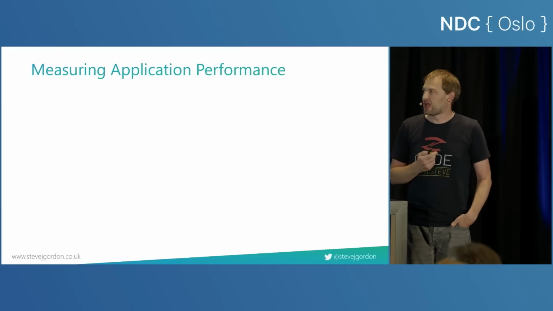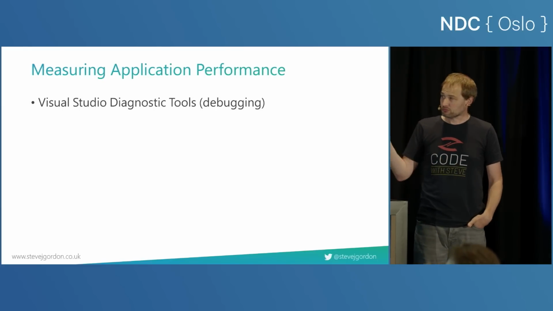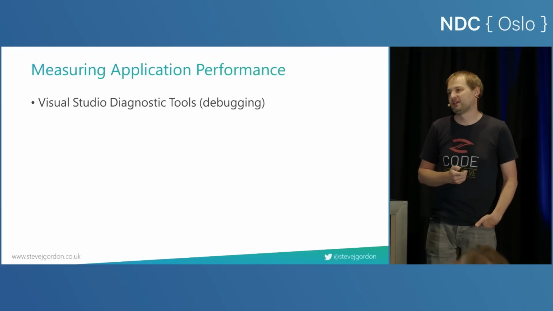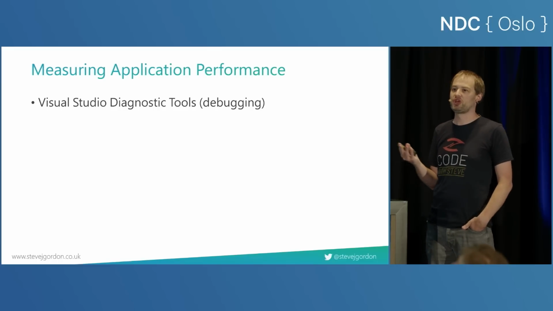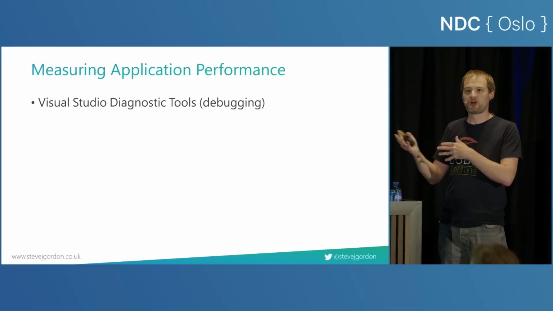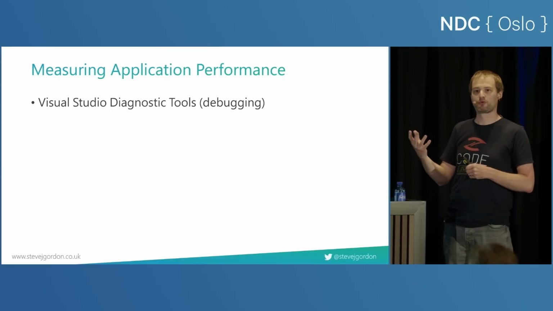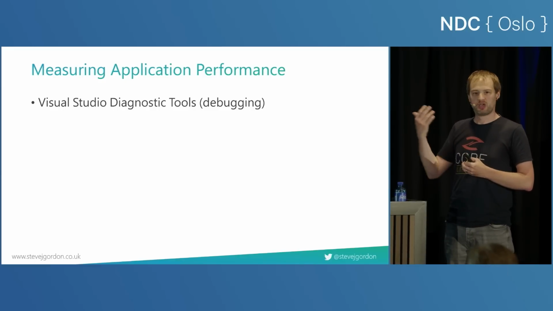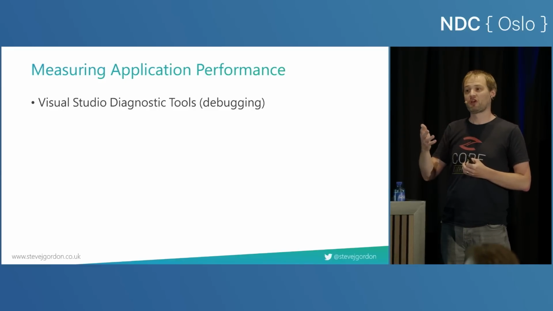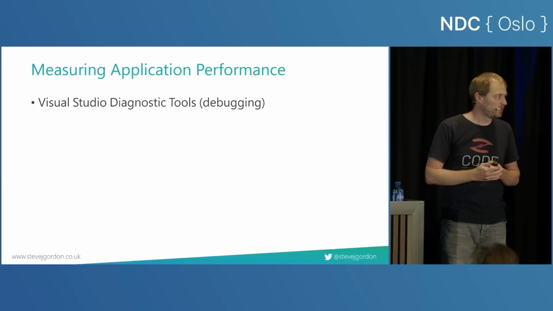So how do we measure application performance? Well, there's several tools that we might have readily available to us. So if you're using Visual Studio and you turn on the diagnostic tools when you're debugging, you already have quite a good set of information. You can see when GCs are occurring, how much heap memory you're consuming in an application.